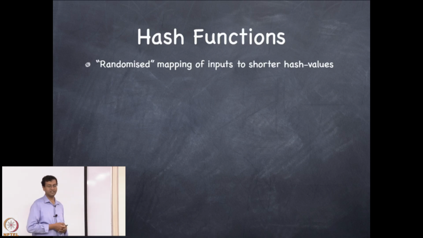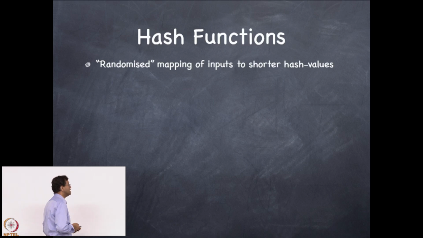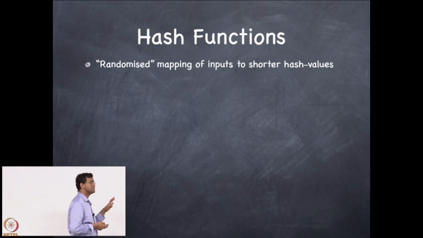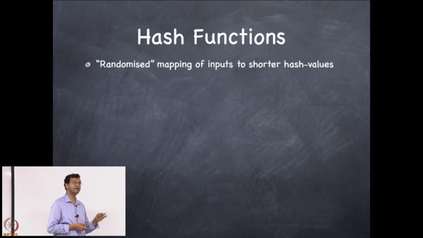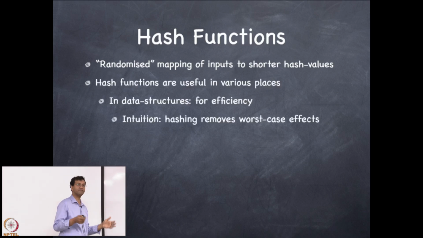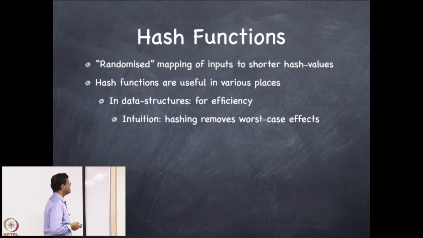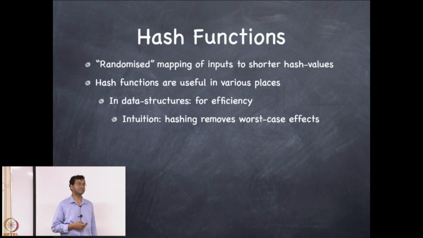One thing about hash functions is that they map long strings into short strings. I call it a randomized mapping in the sense that a lot of the hash functions used in practice are actually deterministic fixed functions, but we'll still think of them as randomly picked from some family. So for now, think of it as picking a function at random from a big family, and that's your hash function. They're useful in various places. You would have seen them in your data structure courses: there are hash tables.